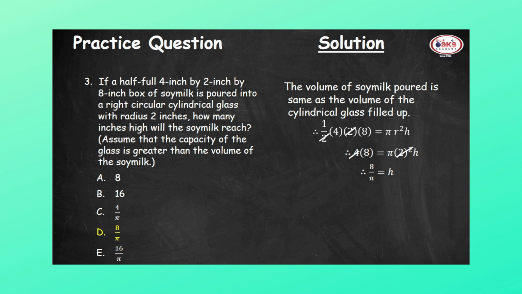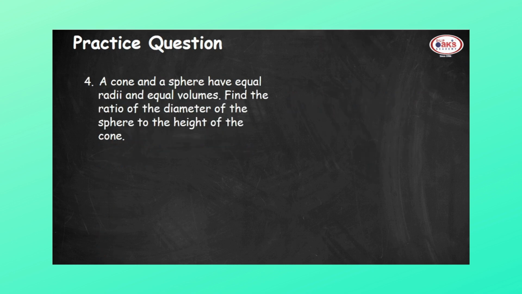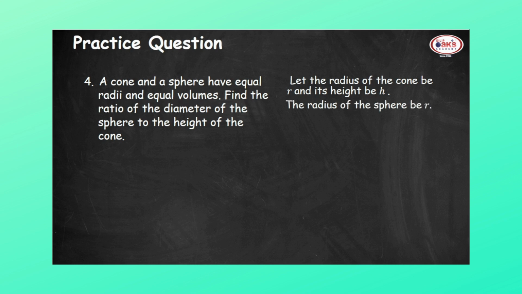Okay. Now let us go to the next question, where it says a cone and a sphere have equal radii and equal volumes. Find the ratio of diameter of the sphere to the height of the cone. Now here let us start with the declaration that the radius of the cone is r and height is h. But it is explicitly given that the sphere as well has the radius r, right?